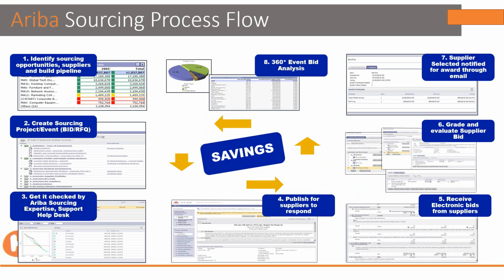So if I wanted to purchase some computers, I will create one sourcing event saying that I want to purchase 1 lakh computers. On the basis of that, we will check it over the Ariba sourcing help desk. Then we will supply it on the Ariba network for the suppliers to respond. Then we will receive the electronic bids from all the suppliers across the Ariba network. Once we have received the responses from them, we will evaluate them.